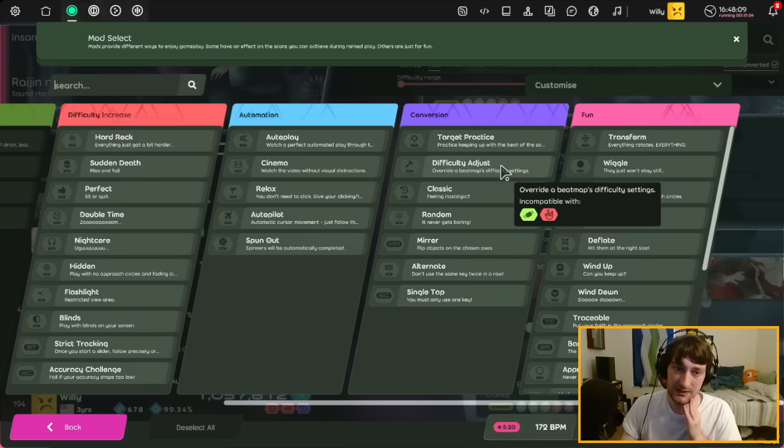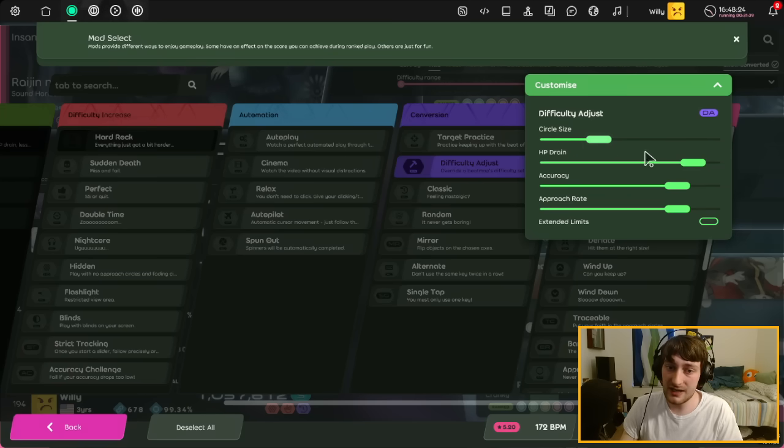Difficulty Adjust is a mod which is incredible. It is great. You can change the circle size, the HP drain, the OD, or the AR of any beatmap. And this is honestly one of the best additions to the game. Instead of making a ton of different practice diffs or, you know, editing a beatmap, you can literally just play it from a mod. It makes it so easy.